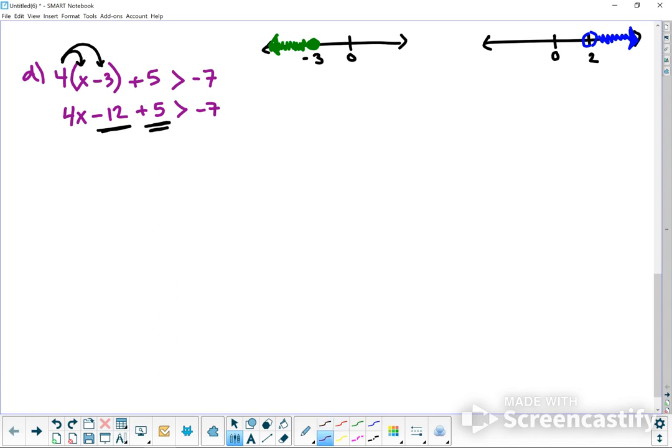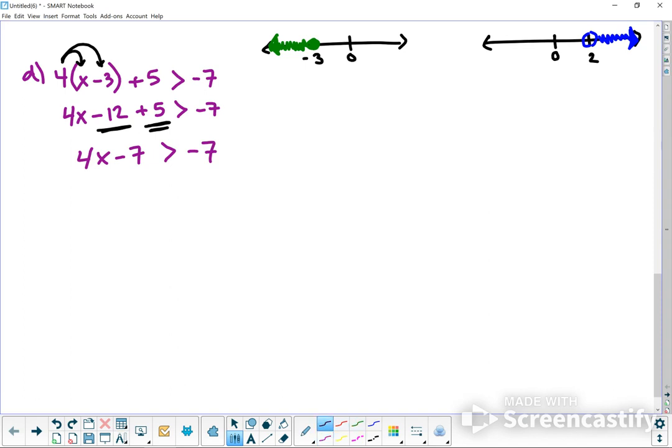So negative 12 and positive 5. If you don't know, use a calculator. It's going to be negative 7. Okay, now that's the only work you did. So you're going to go ahead and copy the rest. Copy 4x. Copy down the greater than. Copy down the minus 7.